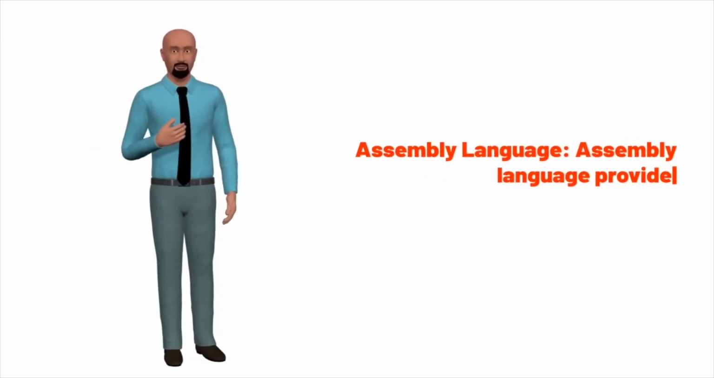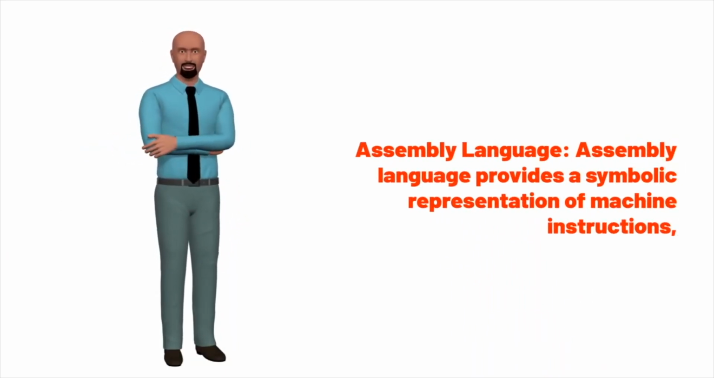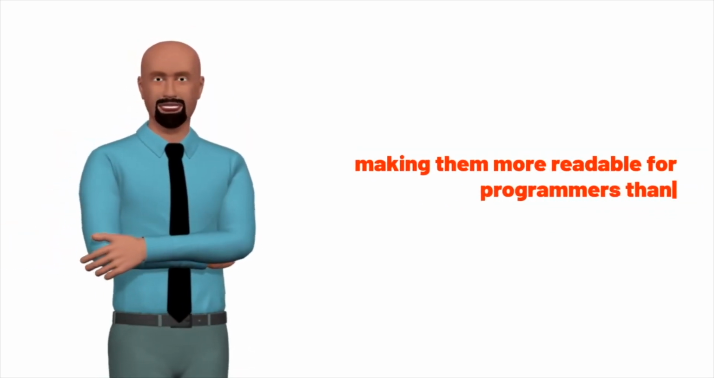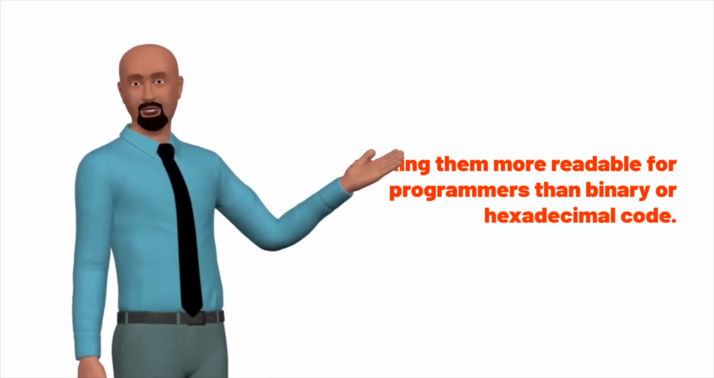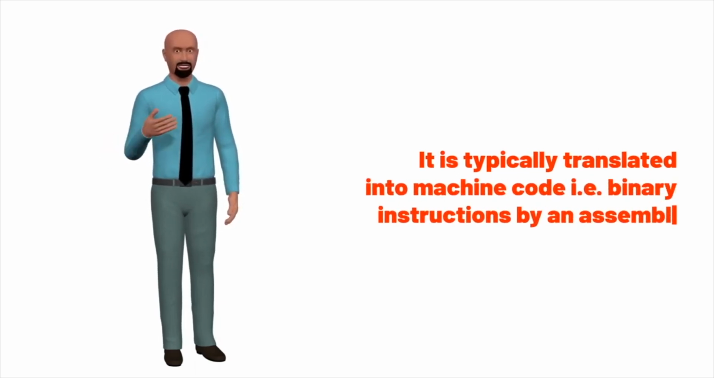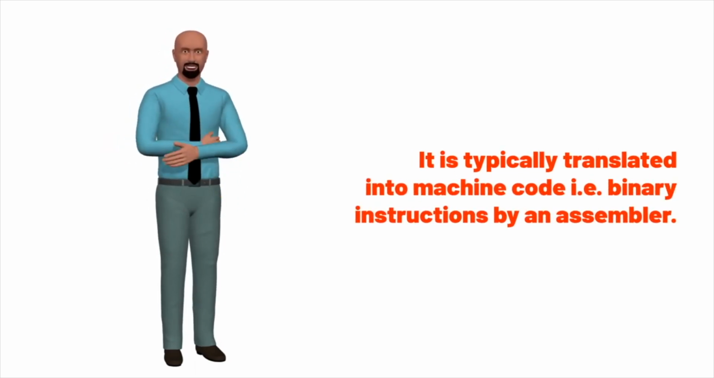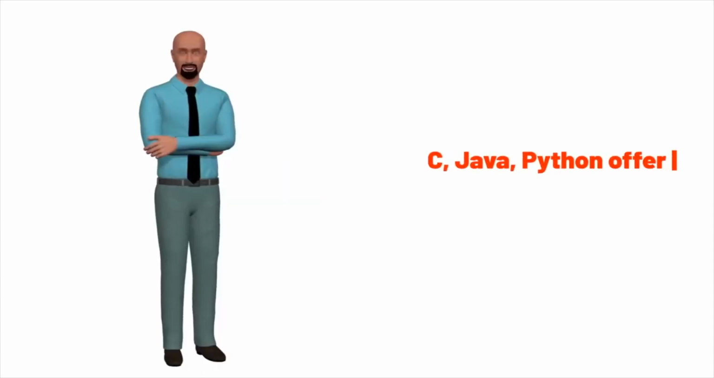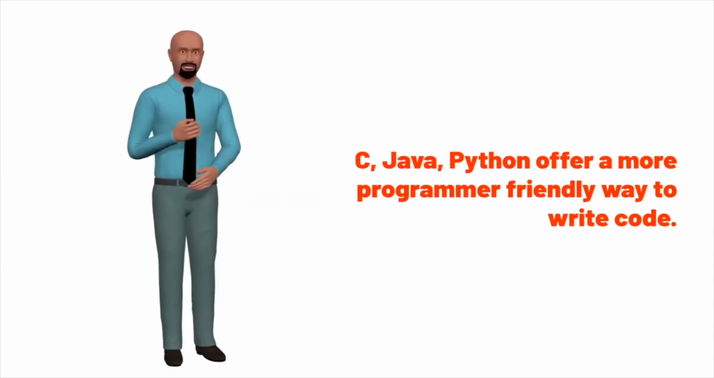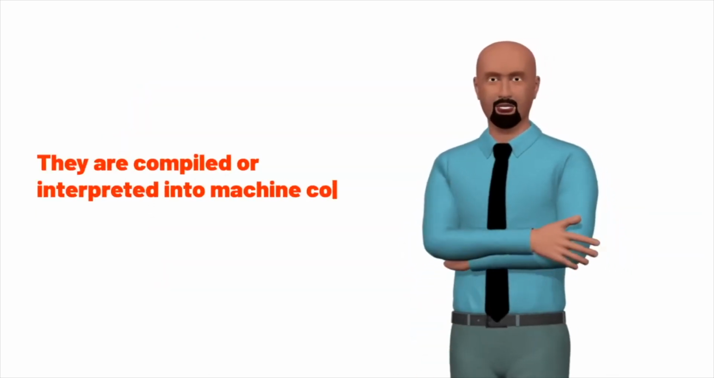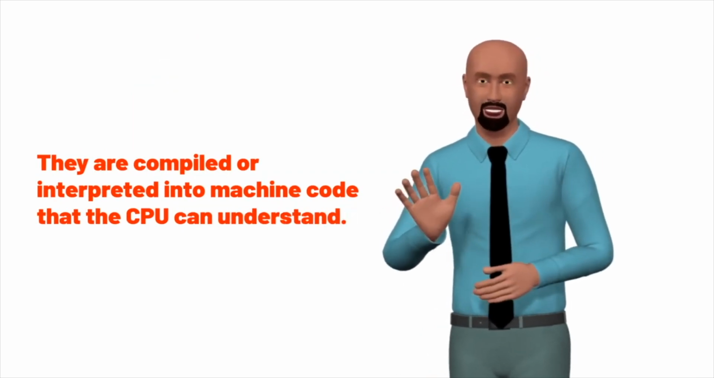Assembly language. Assembly language provides a symbolic representation of machine instructions, making them more readable for programmers than binary or hexadecimal code. It is typically translated into machine code, i.e. binary instructions, by an assembler. High-level languages, HLLs, for example, C, Java, Python, offer a more programmer-friendly way to write code. They are compiled or interpreted into machine code that the CPU can understand.